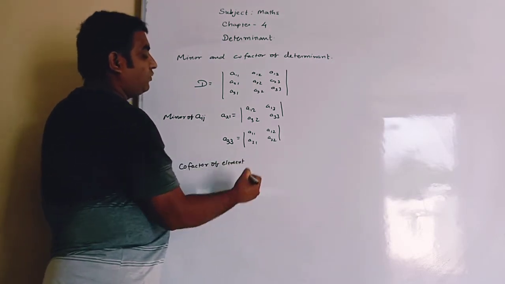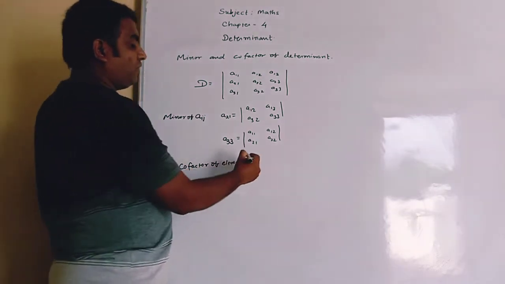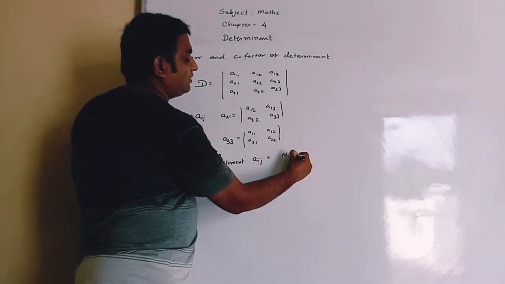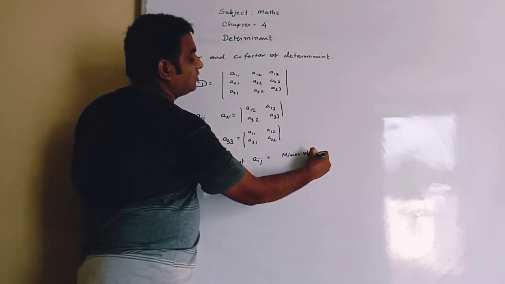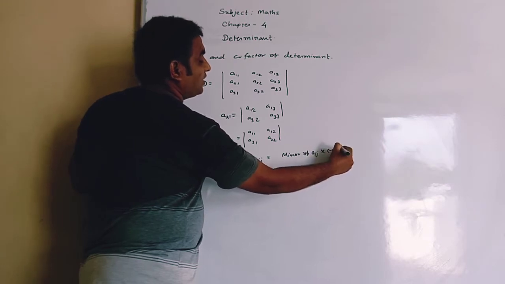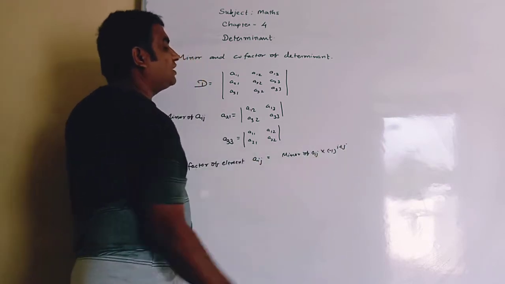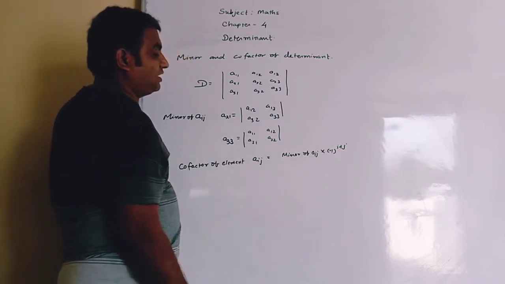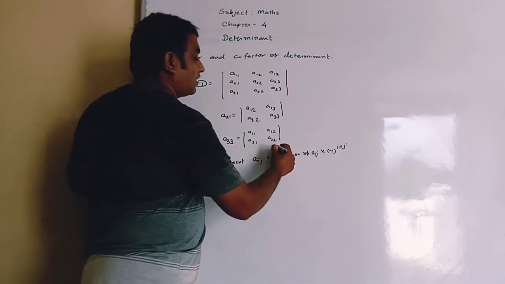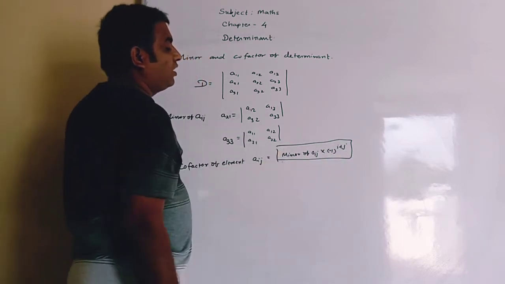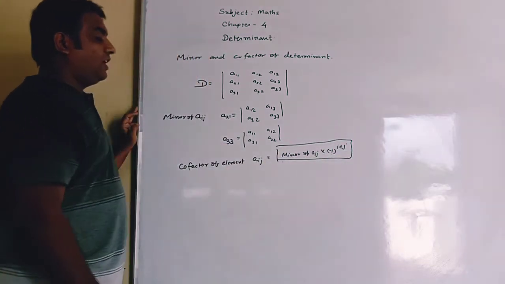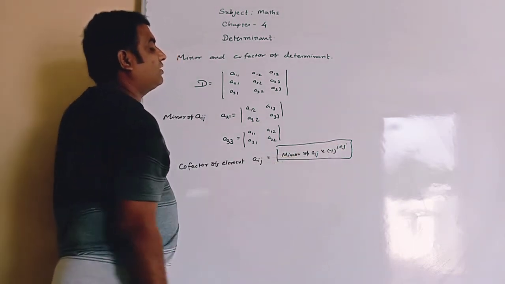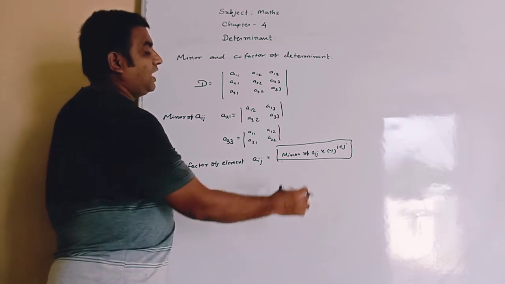Now, the cofactor of an element. The cofactor of element aij is the minor of aij multiplied by minus 1 raised to i plus j, where i is the row number and j is the column number. Whatever value we get is called the cofactor of the element. So the cofactor of an element means the minor of aij multiplied by minus 1 raised to i plus j.